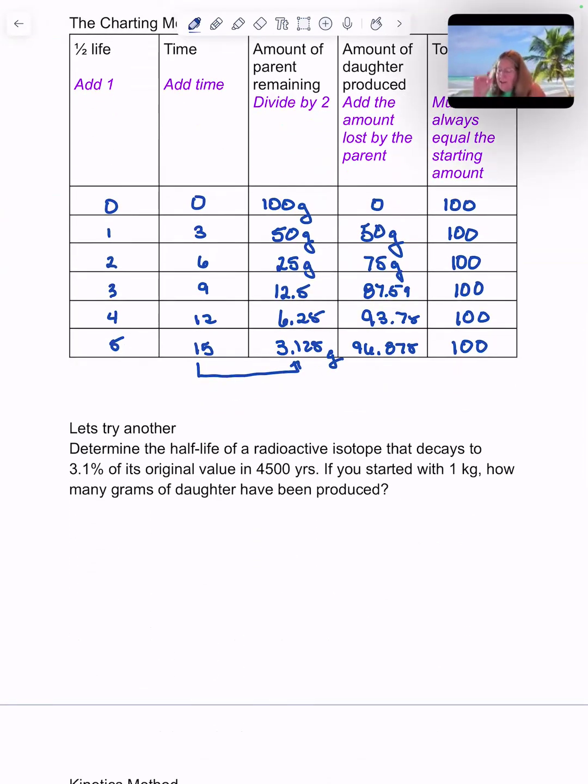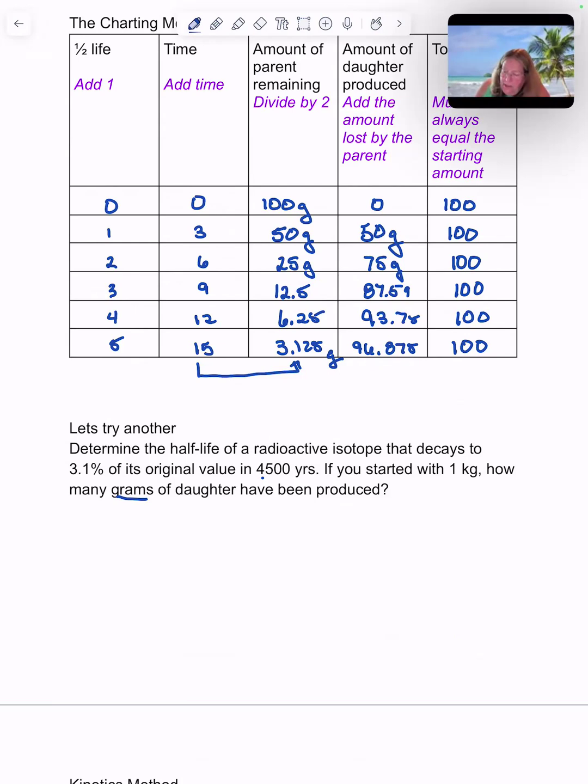Let's determine the half-life of a radioactive isotope that decays to 3.1% of its original value in 4,500 years. You start with 100 kilograms. How many? So we want to get the half-life, and then we want to figure out how many grams of daughter. So there's really two questions in this one. So if we make a chart, we'll do it a little bit faster.